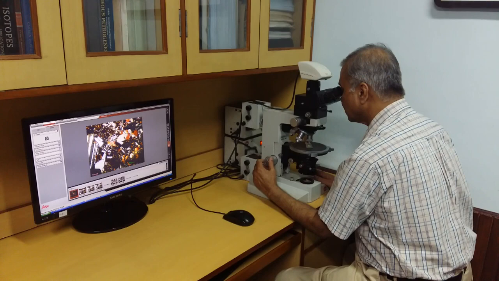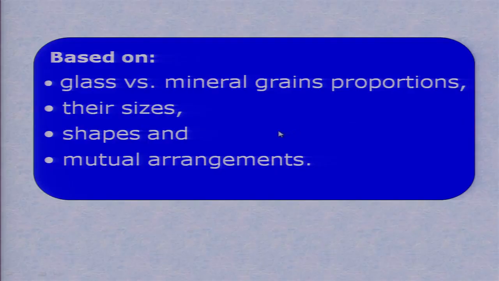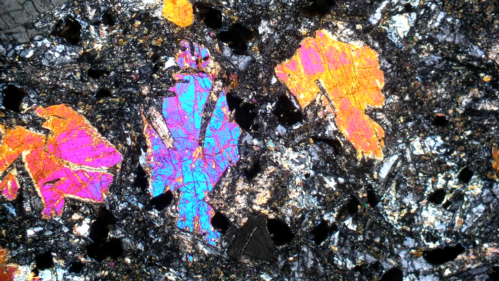Now, what is texture? Textures by definition include glass versus mineral grain proportions, their size, shapes and mutual arrangement. What do you understand about texture as a layman? Texture is the interweaving of the threads in a cloth. Similarly, in rocks there are no threads, but there are minerals. Those minerals are interwoven with each other.